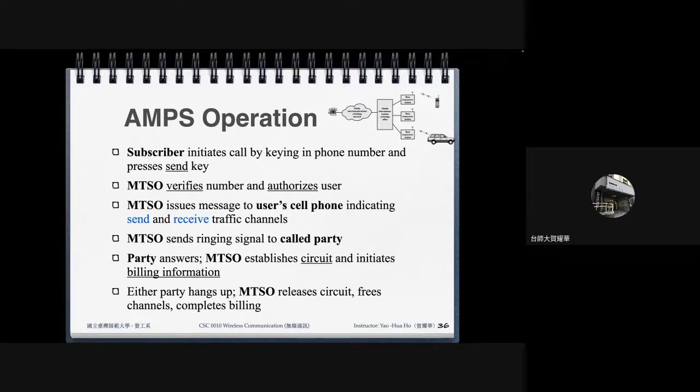So when the party hangs up or terminates the call, the MTSO releases the circuits, frees the channel, and completes billing. That means it will keep track of when you start making the call and when you end the call. Okay, so that's AMPS, the first generation of cellular network.